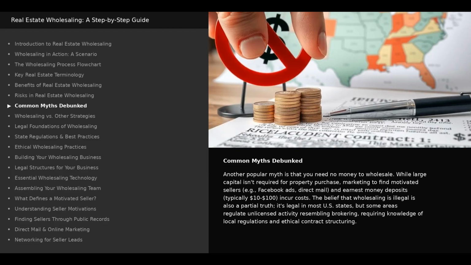Another popular myth is that you need no money to wholesale. While large capital isn't required for property purchase, marketing to find motivated sellers, for example Facebook ads, direct mail, and earnest money deposits, typically $10 to $100, incur costs. The belief that wholesaling is illegal is also a partial truth. It's legal in most US states, but some areas regulate unlicensed activity resembling brokering, requiring knowledge of local regulations and ethical contract structuring.